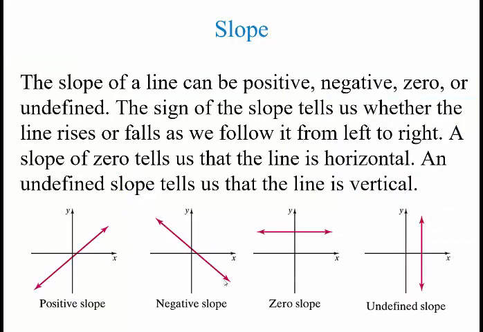All right, the slope of a line can be positive, negative, 0, or undefined. The sign of the slope tells us whether the line rises or falls as we follow it from left to right. A slope of 0 tells us that the line is horizontal, and an undefined slope tells us the line is vertical. So positive slope, as I go left to right, you go up. Negative slope, as I go left to right, you go down. 0 slope means it's just horizontal like this. And an undefined slope, whenever you have that divide by 0, you have a vertical line like this.